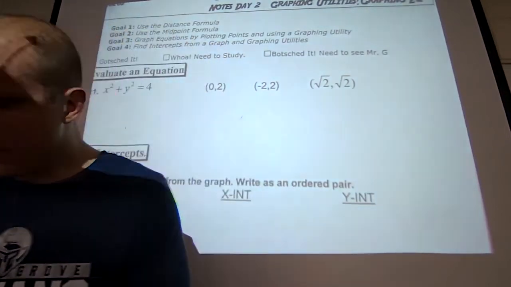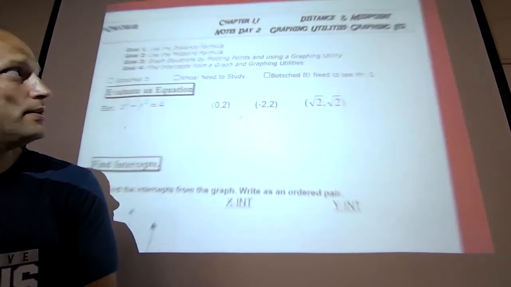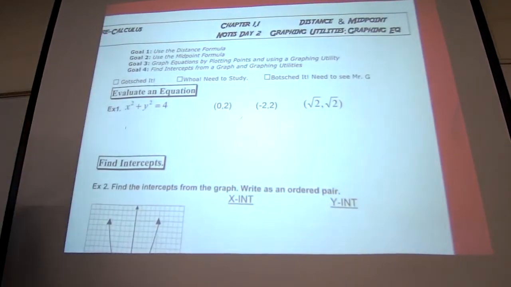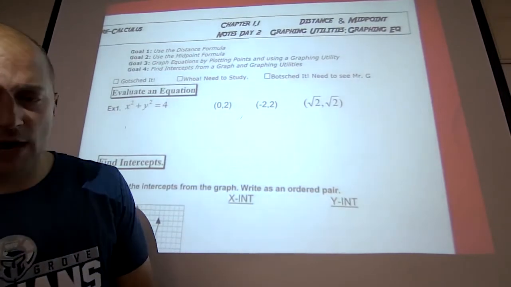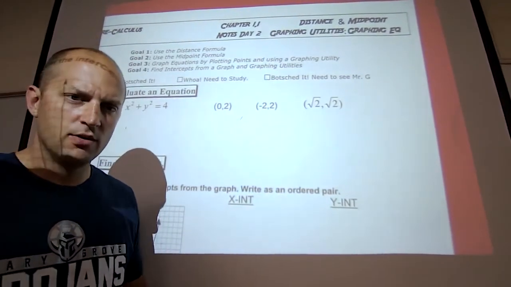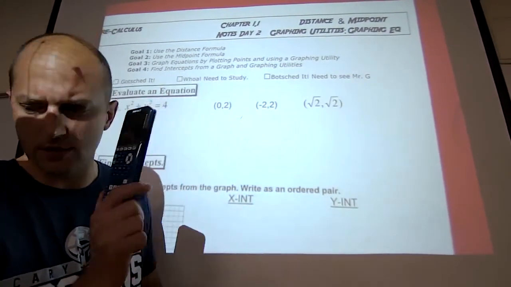All right, so again, guys, we're going to get started with 1-1 day 2 notes. Today we're focusing on goal number 4, which is find intercepts from a graph, and we're going to use our graphing utility, which is a fancy way to say graphing calculator, okay?